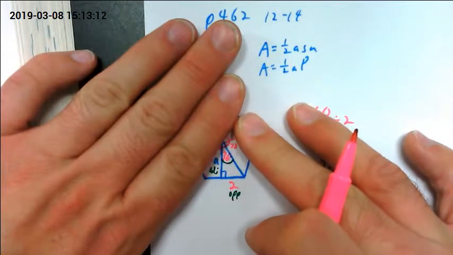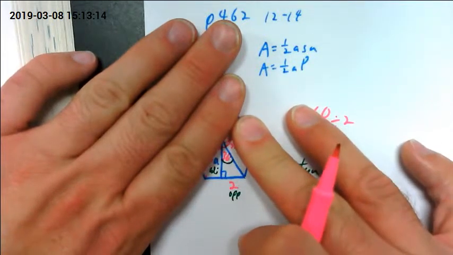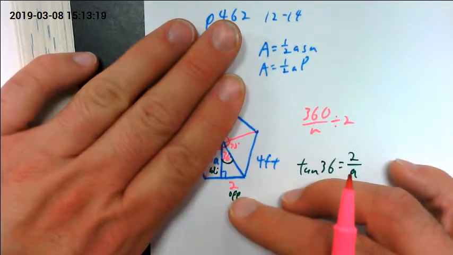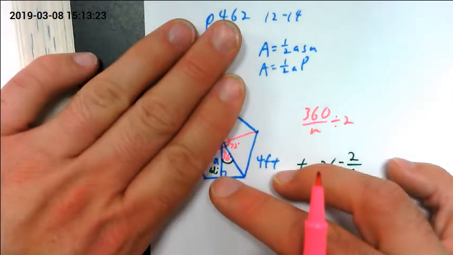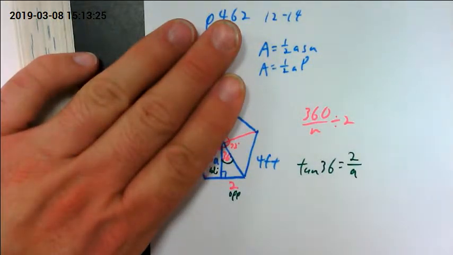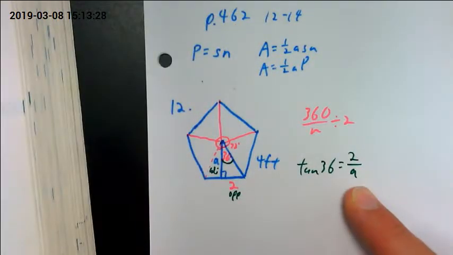You have one angle, right? The angle we know is the 36. Based off that 36 degree angle, this is the side that's opposite. This is the side that's next to it. So opposite and adjacent, that's tangent. Okay, so we wrote out an equation.